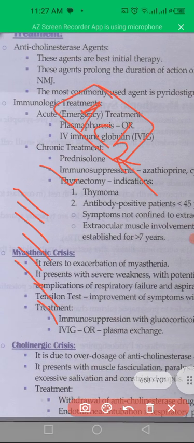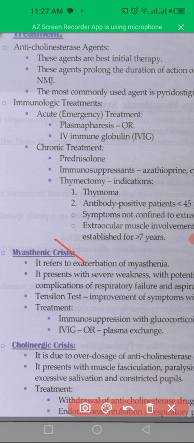There is another condition, that is Myasthenic crisis. It is an exacerbation of the Myasthenia. Severe weakness is there. Respiratory failure can happen. The Tensilon test shows improvement of the symptoms, and treatment is immunosuppression, IV IgG, and plasma exchange.